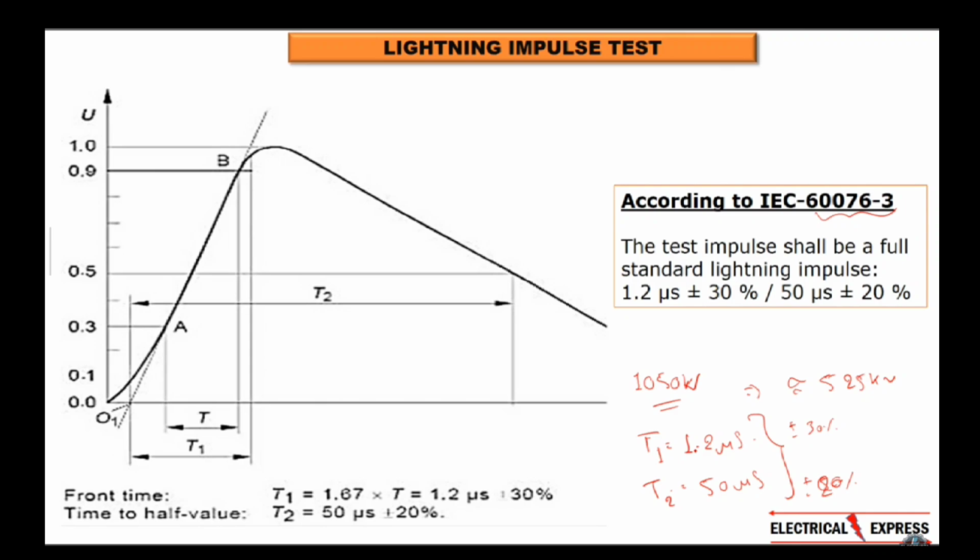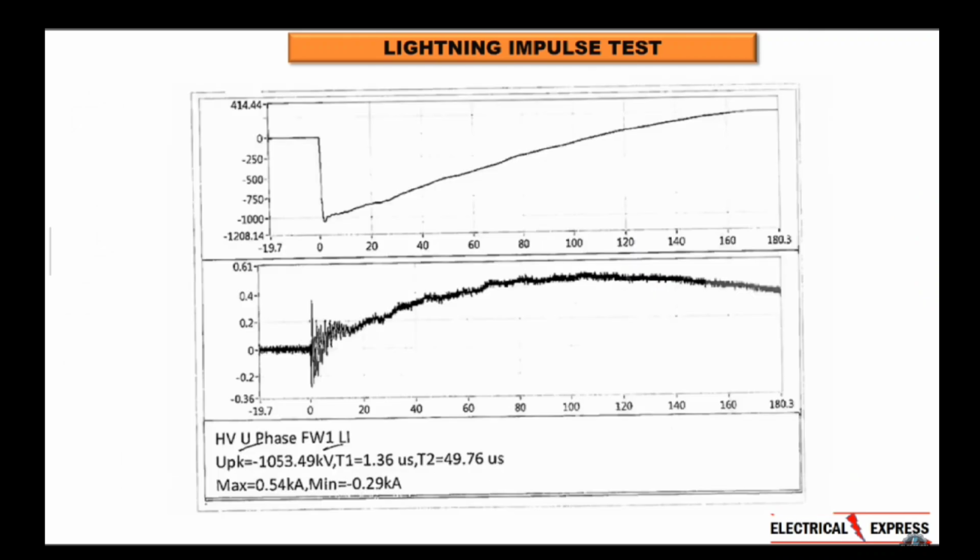So if this criterion is getting fulfilled, then we can say that we have given full wave lightning impulse to a transformer. So friend, you can see how the graphs of the real transformer come. So we did the lightning impulse test, and here are its graphs.